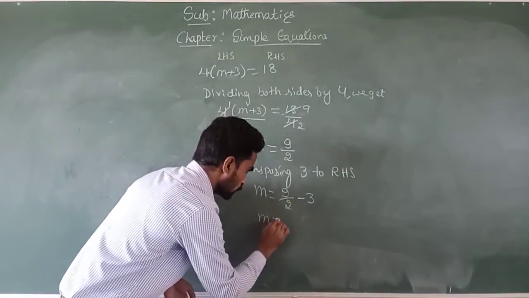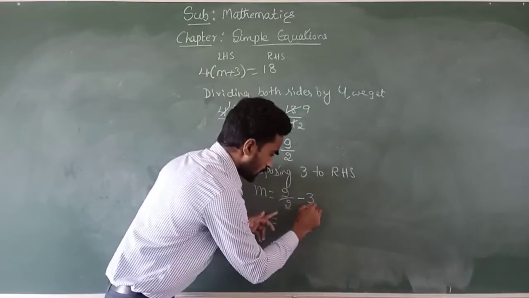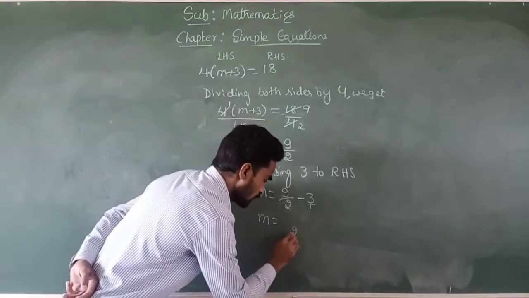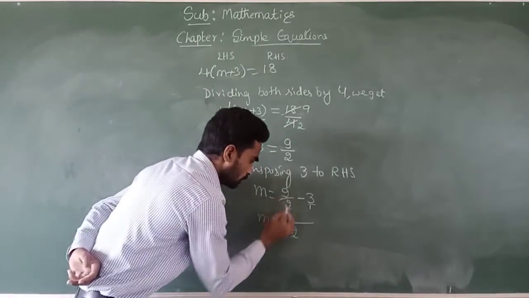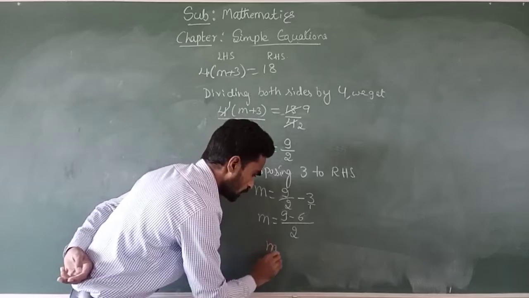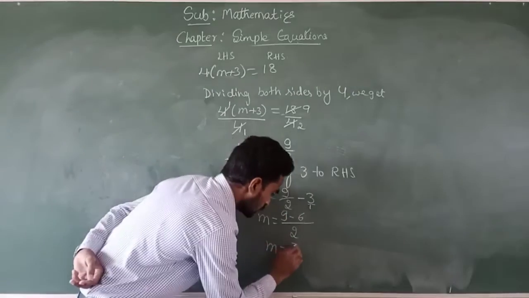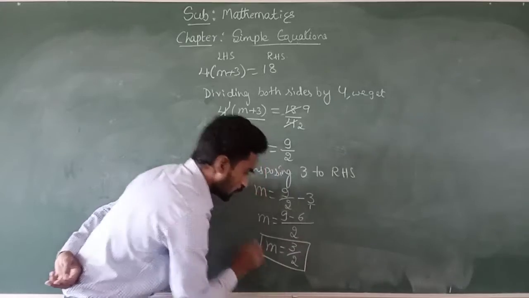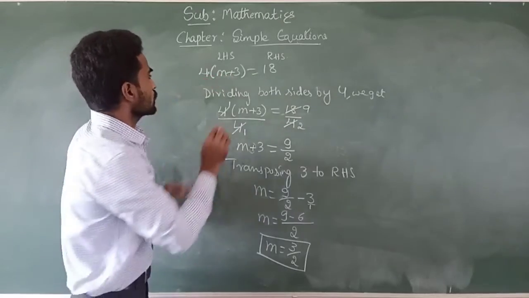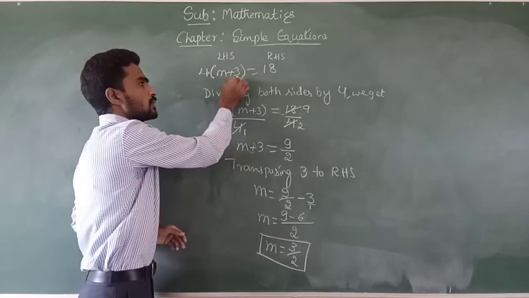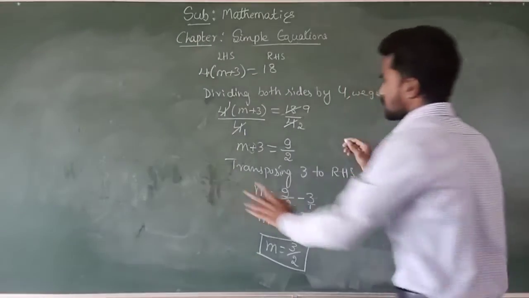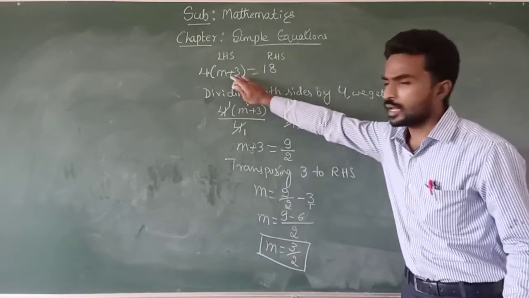Now m is equal to, here the denominator 1 is there, for 2 and 1 the LCM is 2, then 9 minus 3 into 2, 3 twos are 6, m is equal to 9 minus 6, we get 3 divided by 2. m is equal to 3 by 2 is the solution of the given equation 4 into m plus 3 is equal to 18. Now check whether this is the correct solution or not.